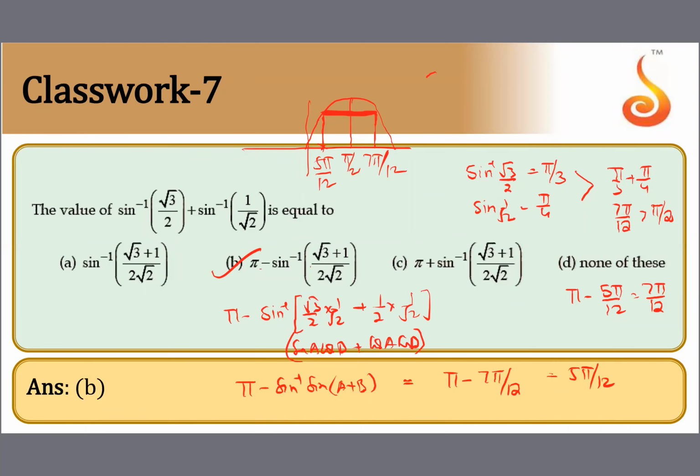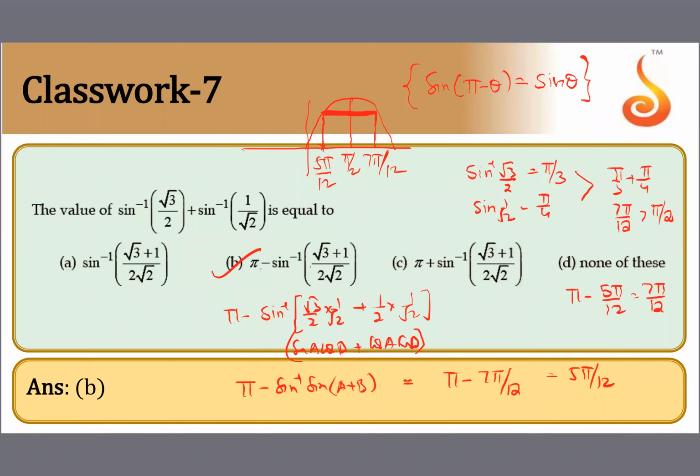Another important formula, we know sine of pi minus theta is equal to sine theta. I'll repeat once again. Whenever two angles are added and it goes beyond pi by 2, then you have to write pi minus theta. We got 7 pi by 12. So we write pi minus 5 pi by 12, which will give you 7 pi by 12. So we write pi minus theta.